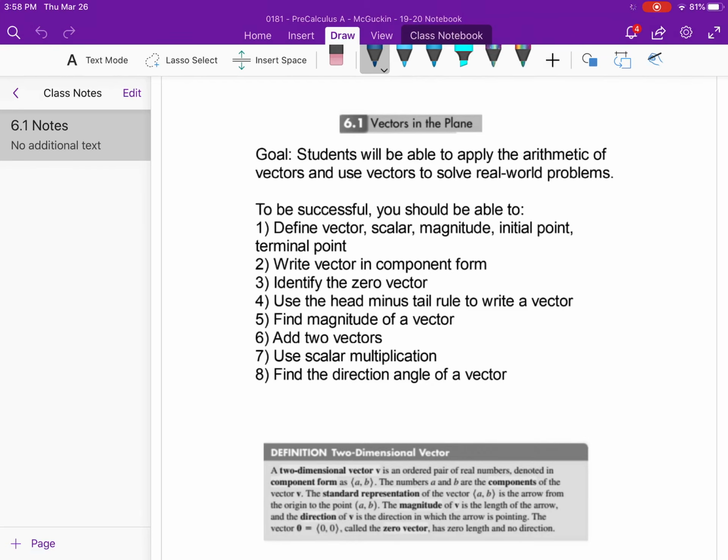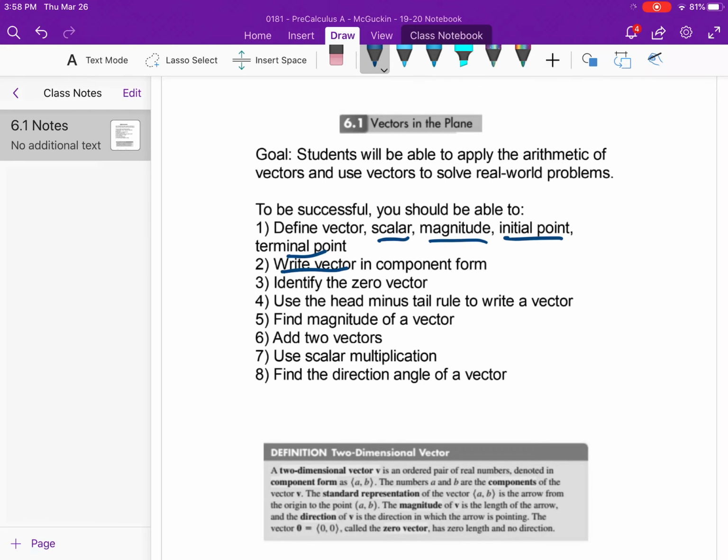In this video, we're going to start really small. We're going to define what a vector is. We're going to talk about what a scalar is, a little bit about magnitude, initial points, terminal points, and then we're going to be able to write a vector in component form. All right, so we're going to start real slow to get things going.